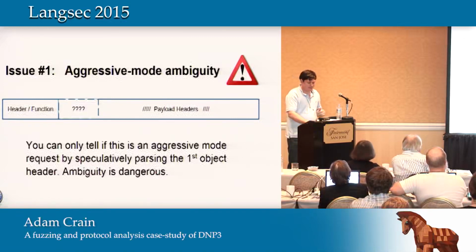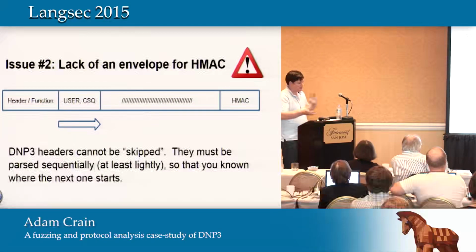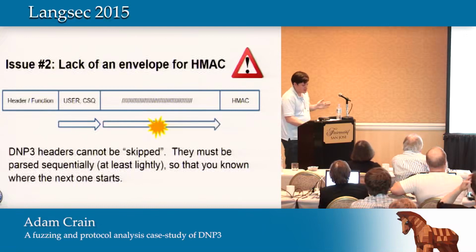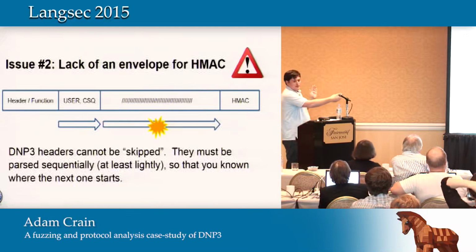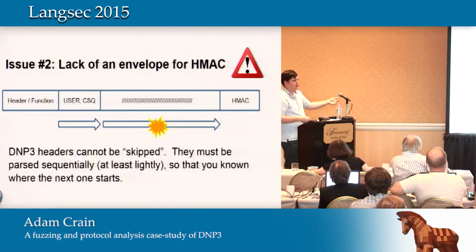It's not so bad. The thing that I'm a little more worried about is that with this kind of pseudo envelope, you can't parse the object, you can't skip object headers. You have to at least do some level of light parsing to get to the HMAC at the end. So you're actually having to inspect this potentially dangerous data just to authenticate yourself. It's irrelevant. You don't even want to process it until you've gotten to the HMAC at the end of the message.